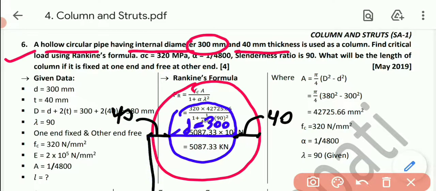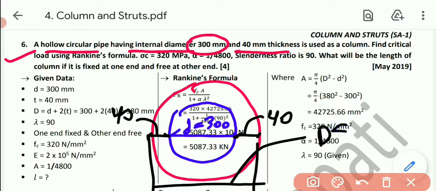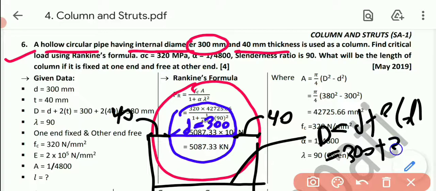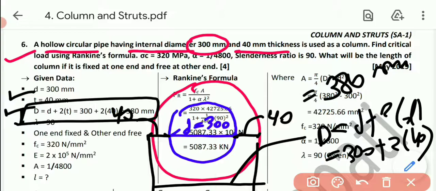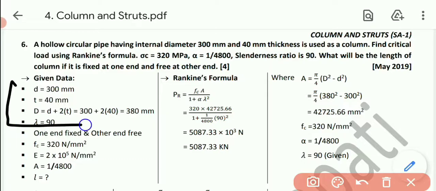So if we are concerned about capital D, then it is the internal diameter plus 2 times the thickness, right? Internal 300 plus 2 times 40. So ultimately I will get 380 mm. So small d is 300, thickness is 40, and capital D is 300 plus 2 times 40, that is 380 mm. Now let's move on. You can see over here.